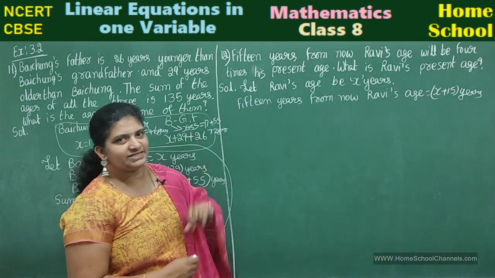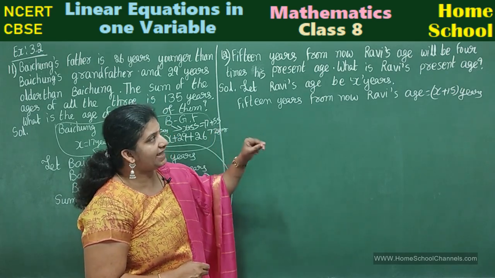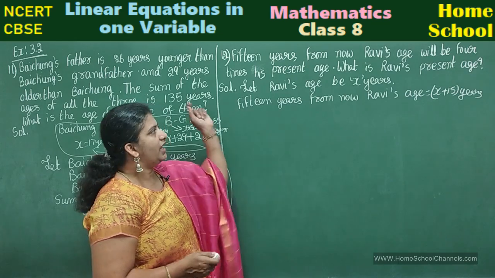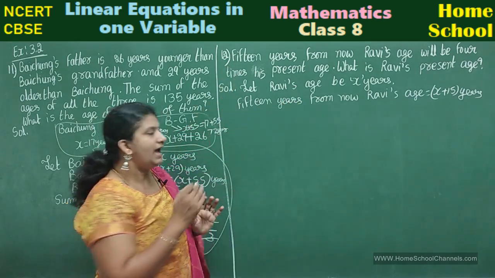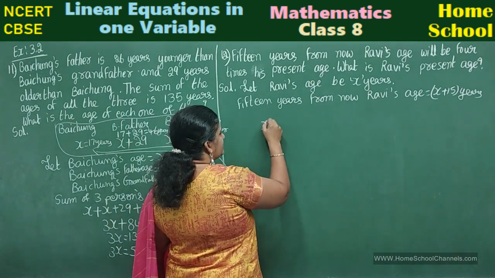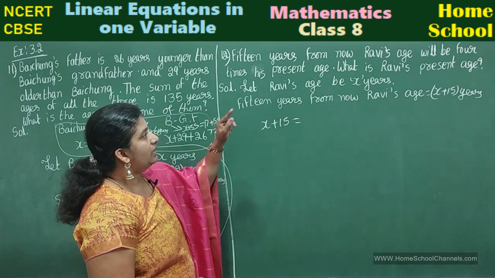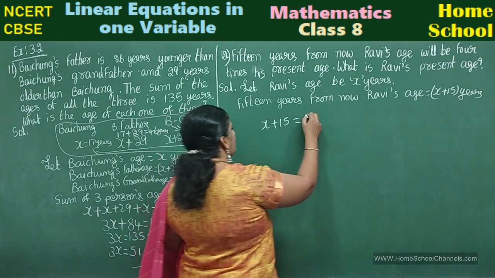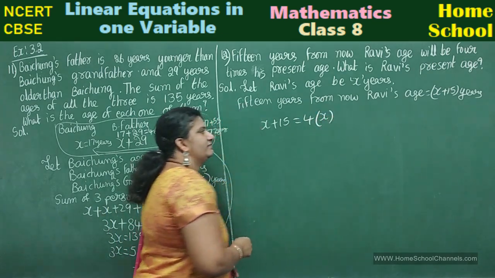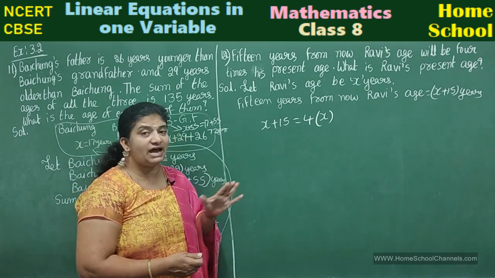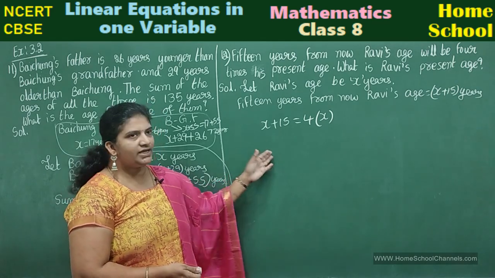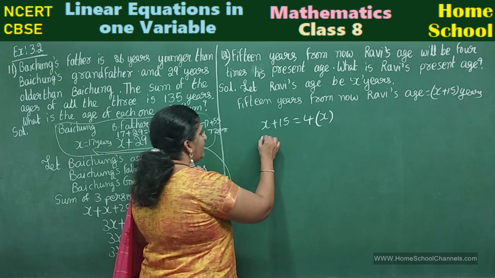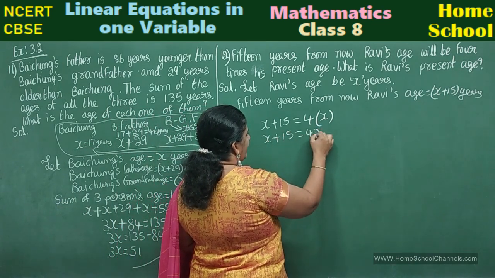Okay, so again I read the statement. 15 years from now, Ravi's age will be 4 times his present age. We are going to frame the equation. If you want, you can write the statement again and start here: 15 years from now, Ravi's age, X plus 15, will be equal to 4 times, 4 into present age, which is X. See here, these are not so simple. We need to understand the verbal problem very carefully. X plus 15 is equal to 4 into X, 4X.